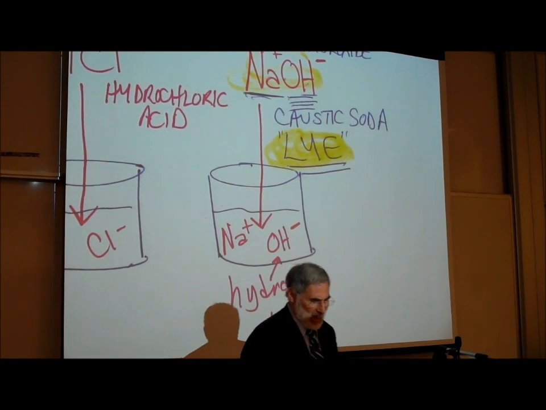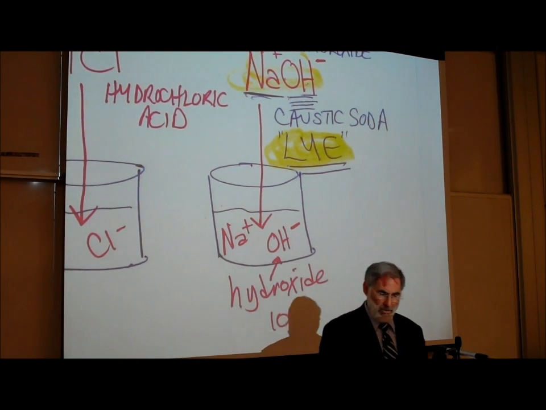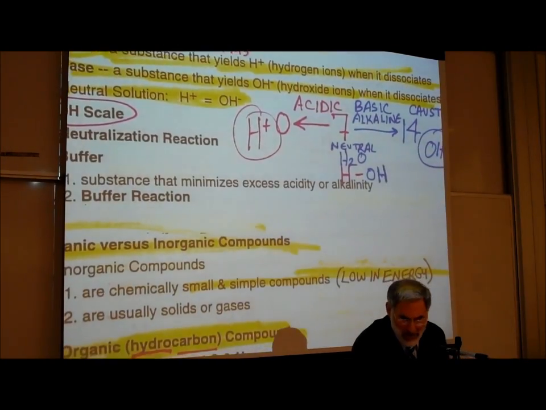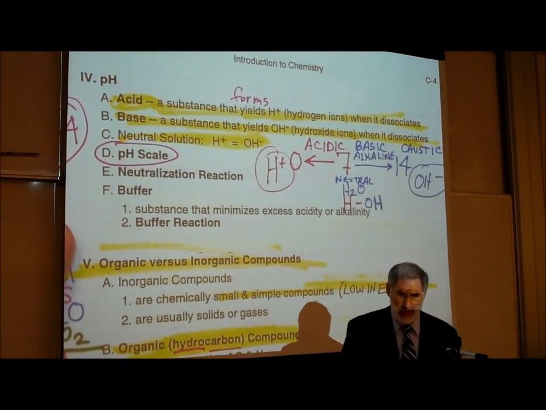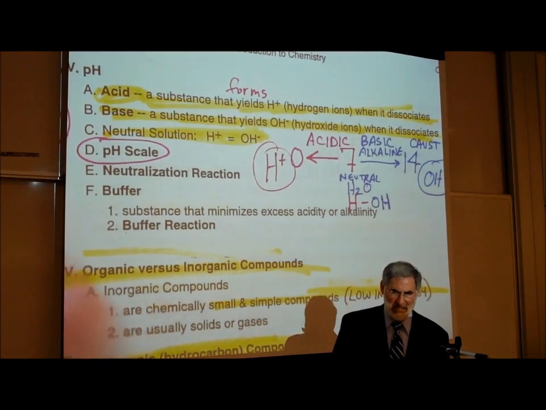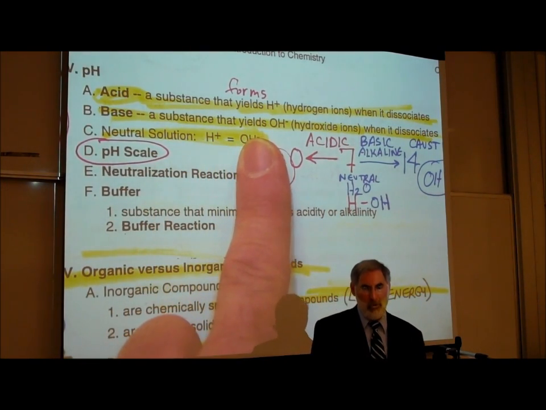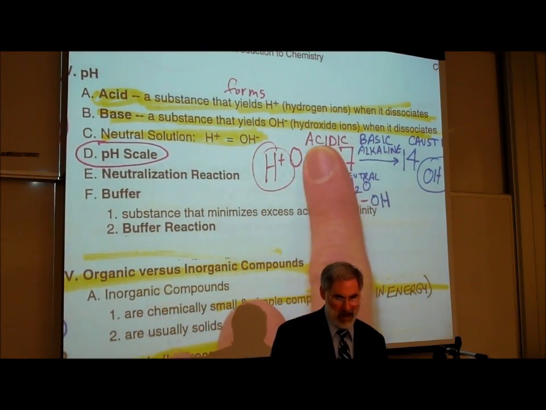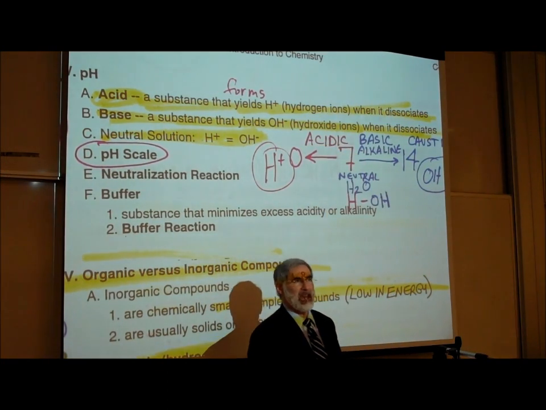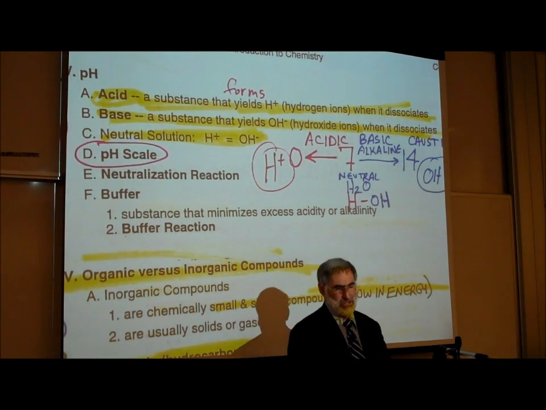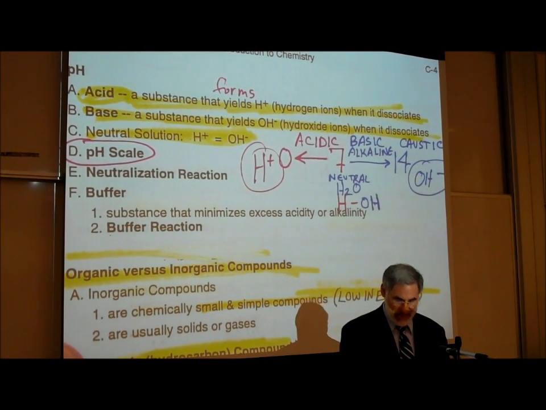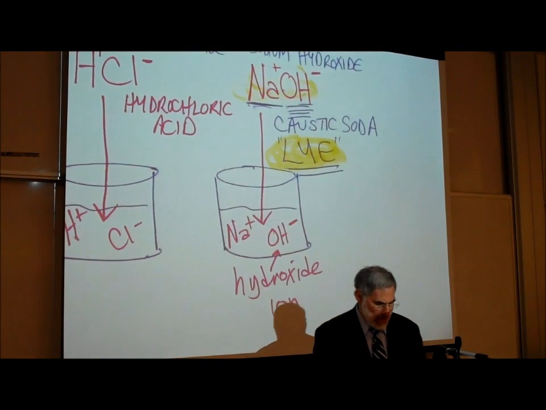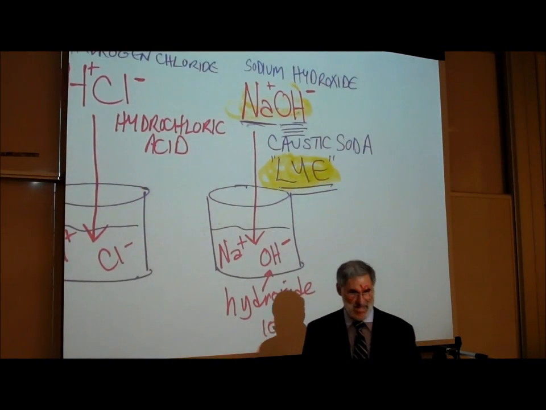You'd say, oh, that's nice, so what? Well, I'll come back to this page one more time yet, but look on C4 again. On page C4, what's our definition of a base? Our definition of a base is a substance that yields, that forms, that releases hydroxide ions when it dissociates. So anything that releases hydroxide ions when it breaks apart is called something that's basic. That's the opposite of something that's an acid. So going back to that picture one last time.